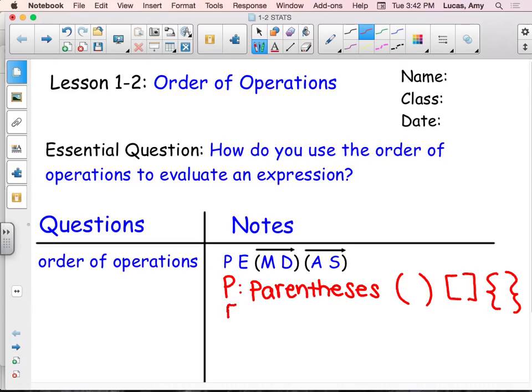Our next letter is E. The E represents exponents. Remember, exponents are powers, so they're little raised numbers, like 2 to the third power would be 2 times 2 times 2, which is 8. The next step involves multiplying and dividing, and that step goes from left to right. So that's why you see the arrow up above. It doesn't mean multiplication comes before division. So multiply or divide from left to right.